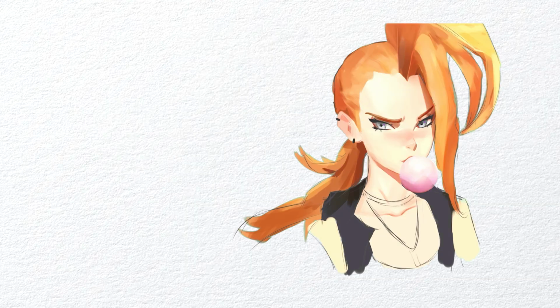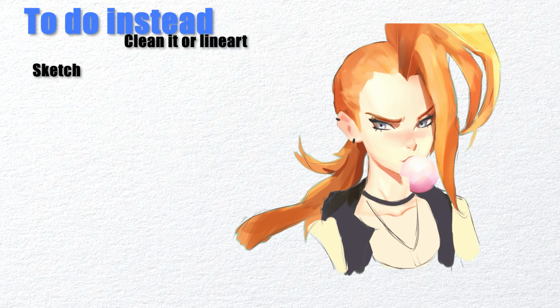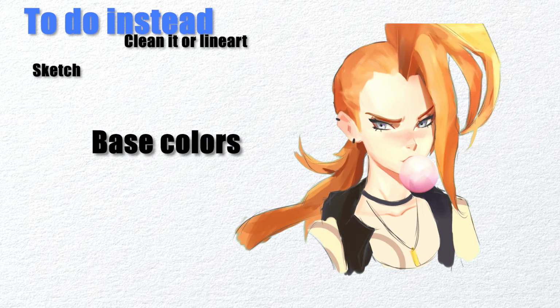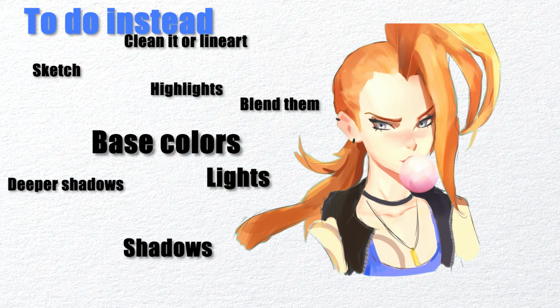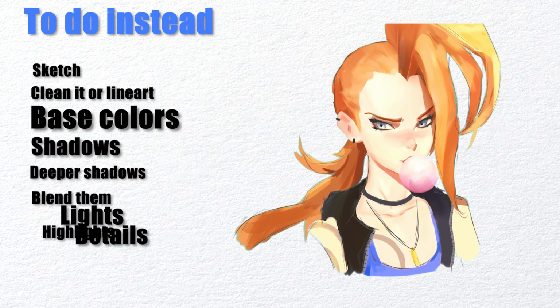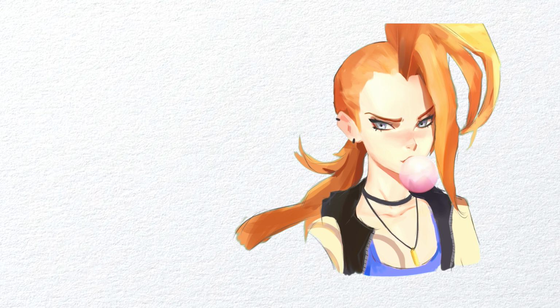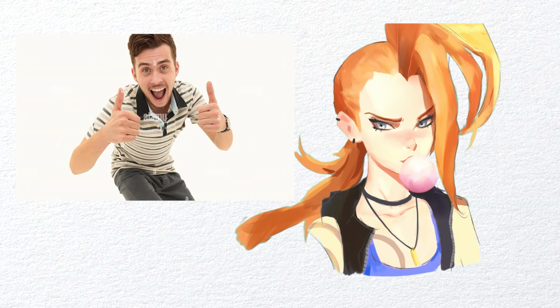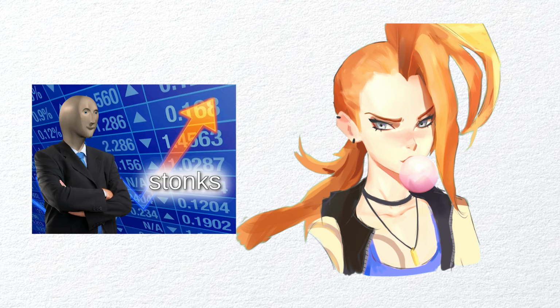What I invite you to do instead is, after sketch, you could clean it or do the full liner. After this, base colors, then you add shadows, deeper shadows, blend them as needed, then you add light, and finally highlights and details. If you start doing this, you will know what to do at each given moment, avoiding feeling overwhelmed, and you'll finish your pieces much faster.